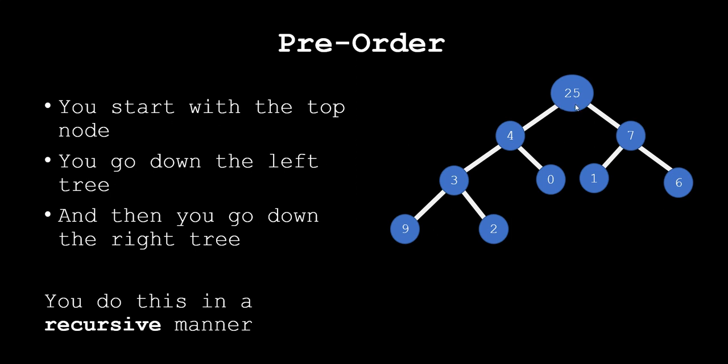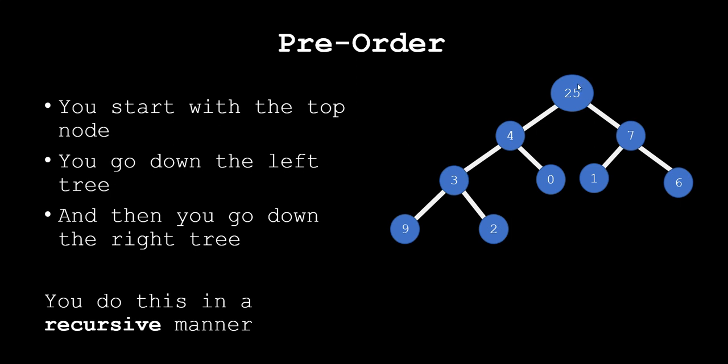So in this one, we're going to start at 25. Then we're going to go to the left one, which is 4. And then before we go to 0, we're going to go to 3, right? Because that is the left node. So 25, 4, 3. And then we're going to go to 9. And then we're going to go back up to 3. We won't write down 3, but we'll go to its right node. And so we're going to have 25, 4, 3, 9, 2.